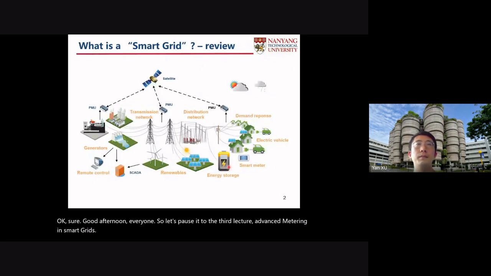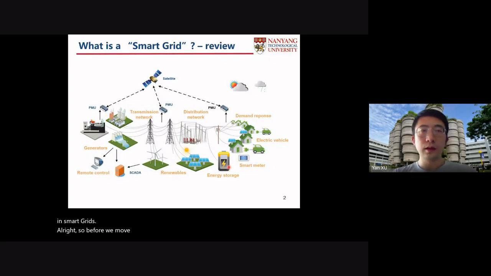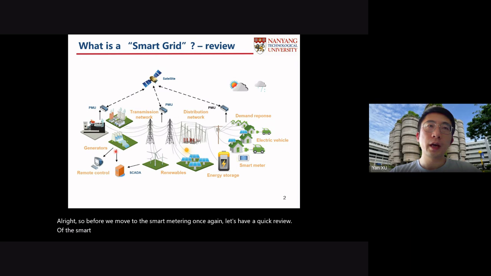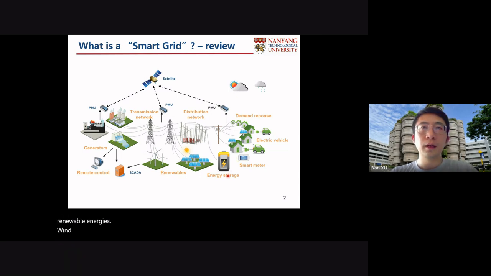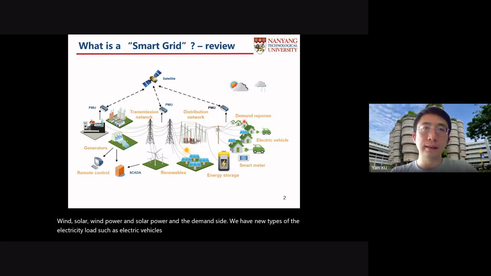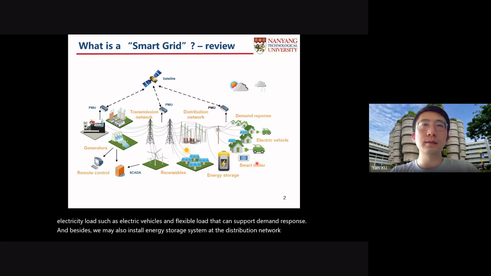Before we move to smart metering, let's have a quick review of the smart grid. As we have introduced many times, smart grid has basically three major technical features. At the generation side, we have high-level penetration of renewable energies, wind power and solar power. At the demand side, we have new types of electricity loads, such as electric vehicles and flexible load that can support demand response. And besides, we may also install energy storage systems at the distribution network. So these are new elements at the demand side.